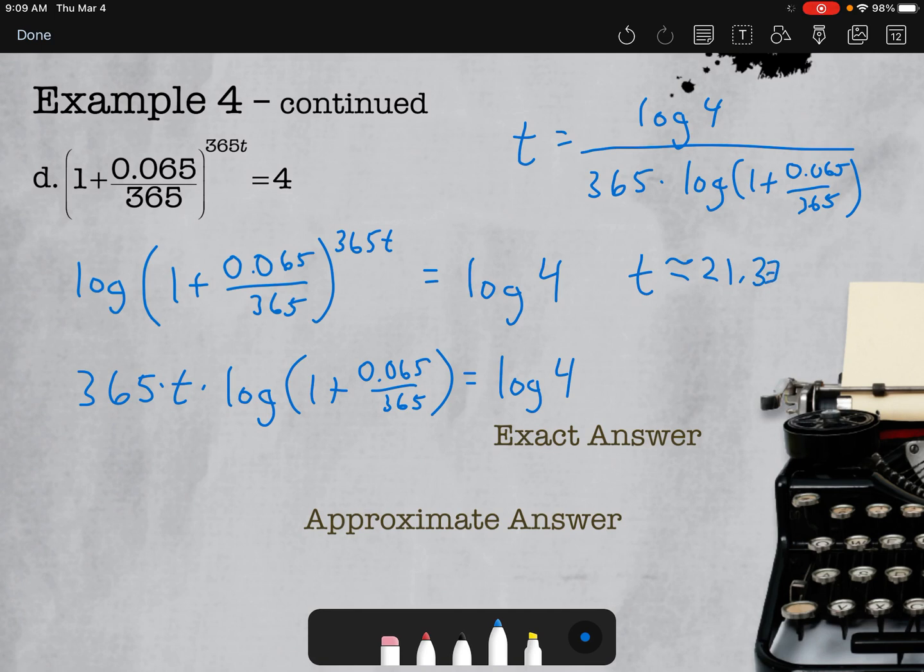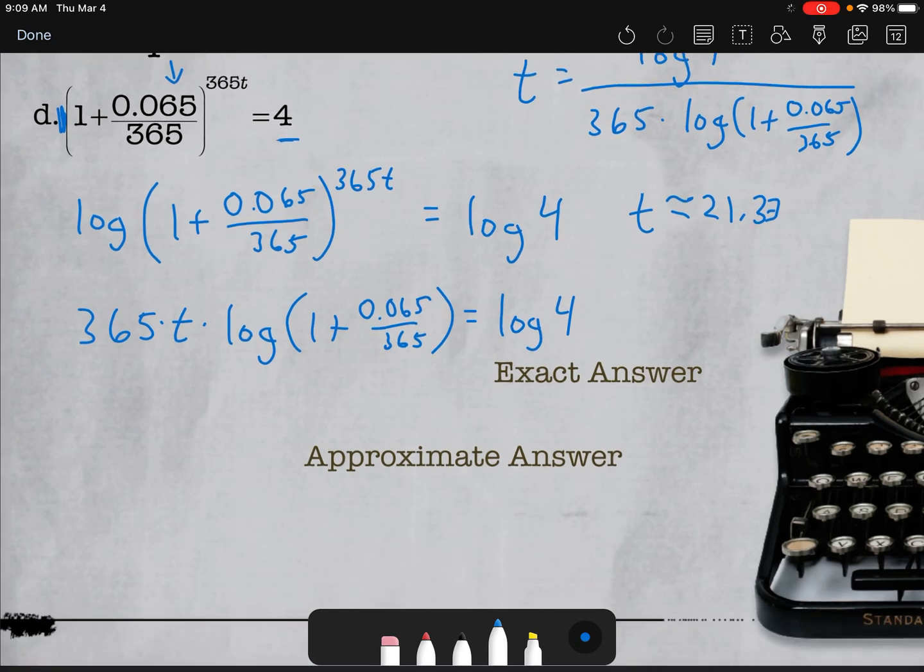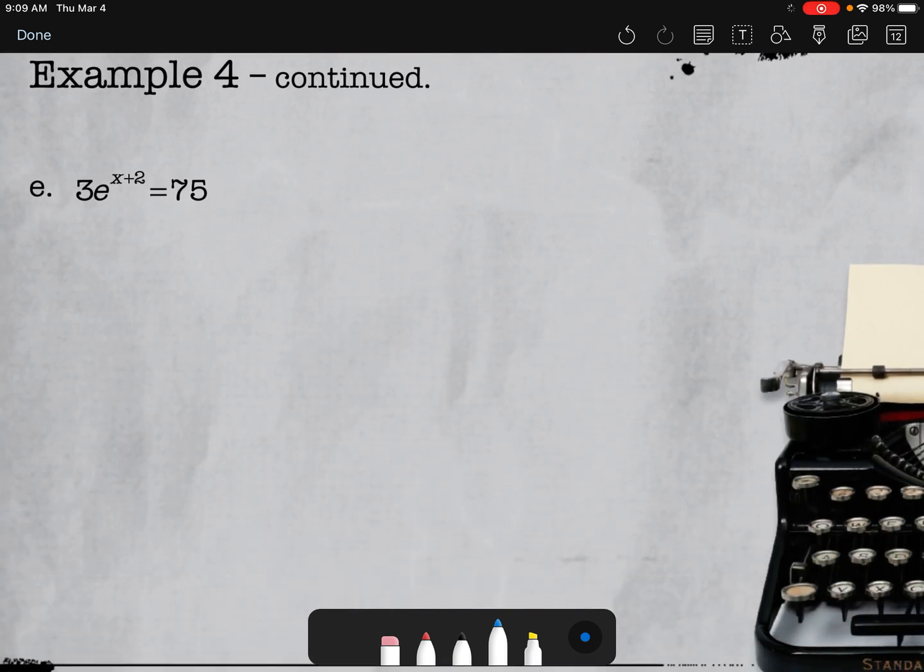So time is about 21.33. In other words, if we got 6.5% interest compounded 365 days a year, and we started with $1 out front here, how long would it take us to quadruple our money at 6.5% interest? Well, it only takes us 21 years. That's pretty amazing.